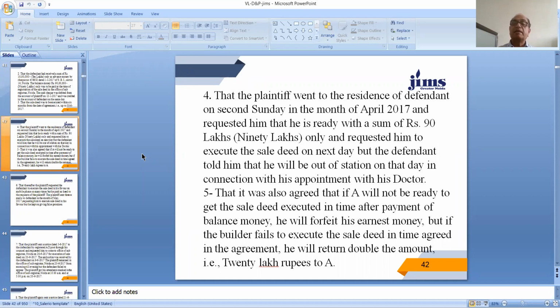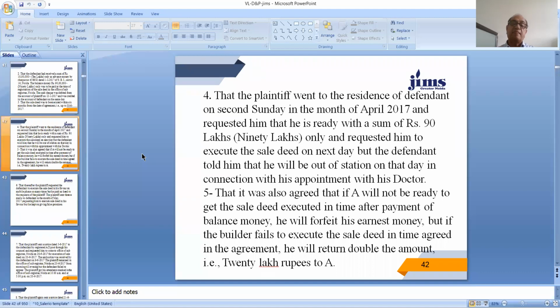Then next important fact is that plaintiff went to the residence of defendant on second Sunday in the month of April 2017 and requested him that he is ready with a sum of rupees 90 lakhs and requested him to execute the sale deed on the next day. But the defendant told him that he will be out of station on that day in connection with his appointment with his doctor. See, the builder is avoiding the meeting and avoiding the execution of sale deed.